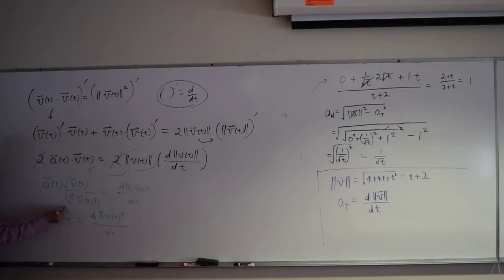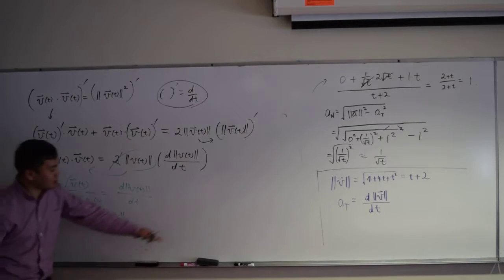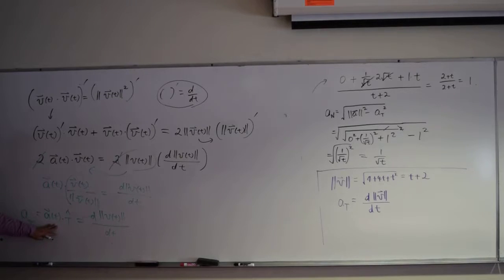But didn't we just prove that AT is the same as this? Yeah. I just proved. I erased it here, but I proved it, right? AT is same as that. Therefore, this calculation shows that AT is same as the derivative of the speed. And that's another good way to see that the tangential component keeps track of the change of the speed. If AT is positive, that means speed is increasing. If AT is negative, that means the speed is decreasing. Okay?